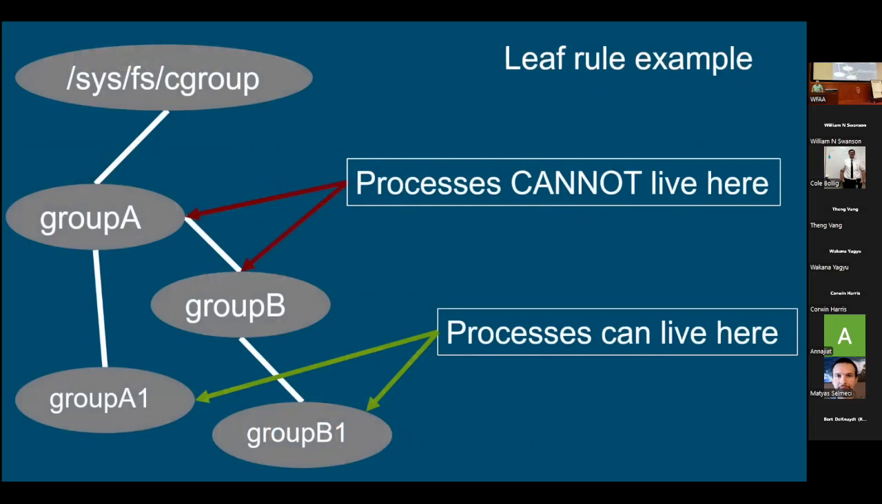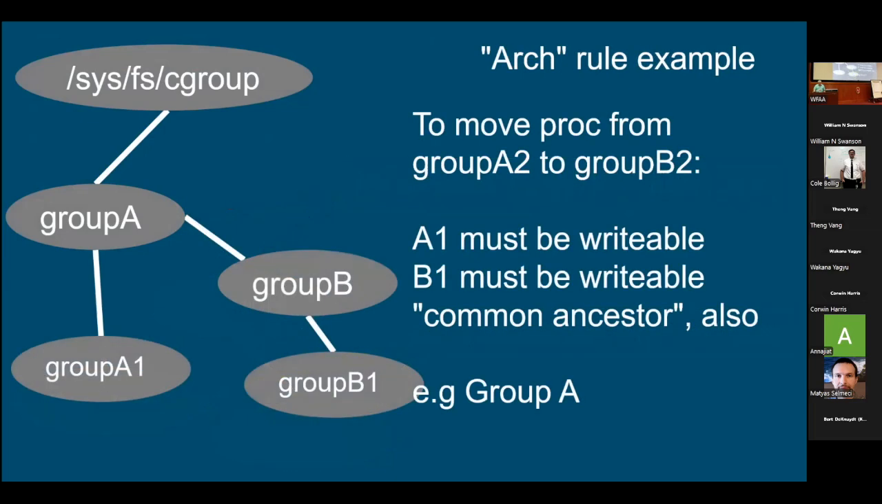So this is a leaf rule example. Hopefully that's pretty straightforward. It's a little weird for some people, but this is one of the rules of cgroups. The arch rule is similarly better explained by graphics here. If we want to move a process from group A1 to group B1, their most common ancestor is group A. So I want to do this move. I see that I have to have write access to group A1, B1, and group A in the middle, the most common ancestor of the two. So those are the kernel rules for cgroups.